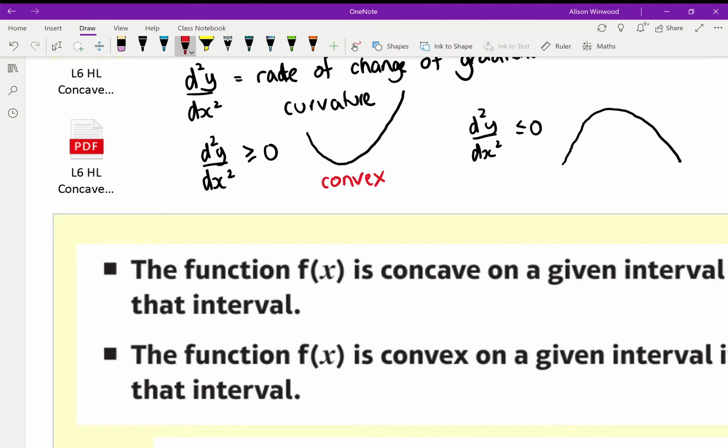Now these two shapes are known as convex and concave. Easiest way to remember the concave is because it looks like a cave. So I've got a little bear living in my cave. So a cave is concave and the other one is convex.